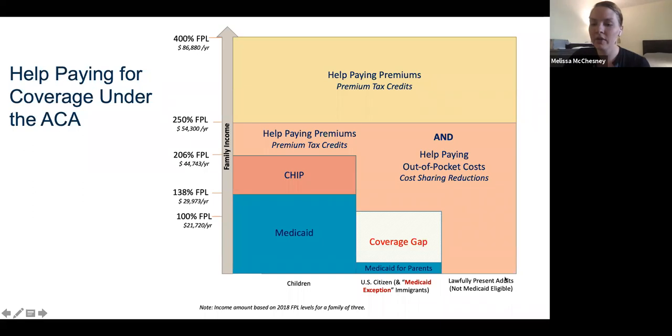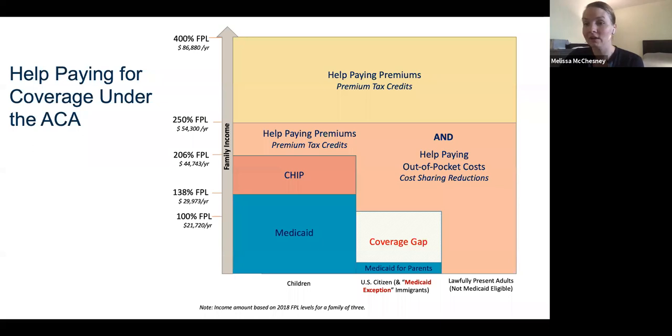So in Texas, we limit our Medicaid eligibility for adults to citizens, or a very small population of non-citizens. So most non-citizen adults are not eligible for Medicaid in Texas. I'm going to say that one more time. Most non-citizen adults aren't eligible for Medicaid in Texas.